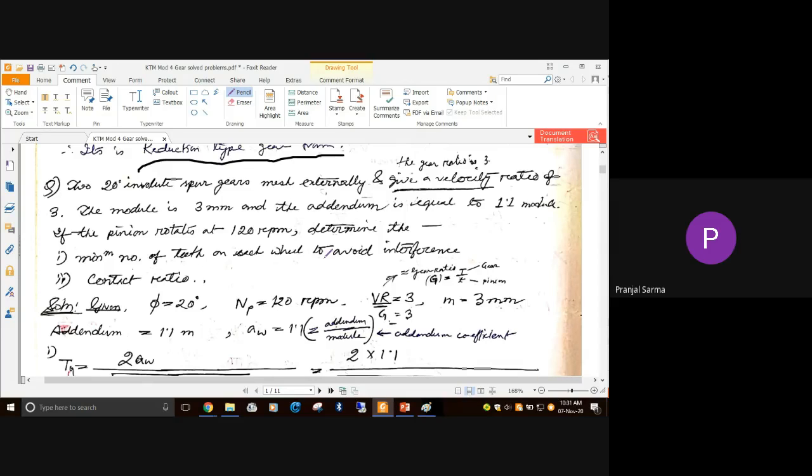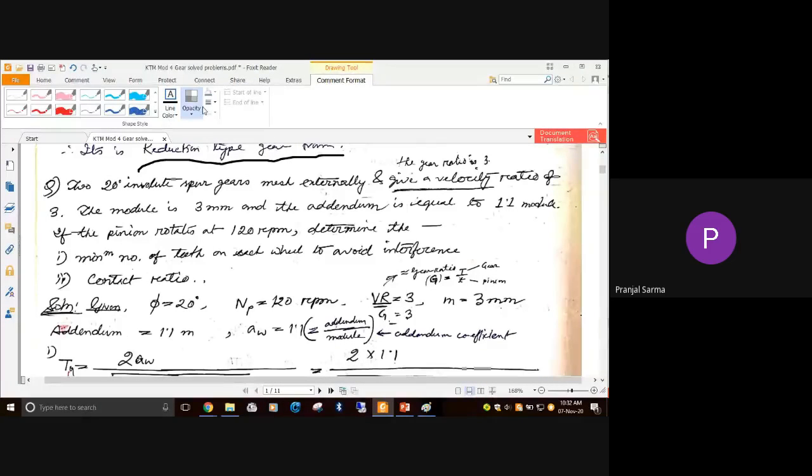We'll go through it. Now this problem statement says two 20-degree involute spur gears mesh externally and give a velocity ratio of 3, which is identical to the gear ratio. The module is given as 3 mm and the addendum is equal to 1.1 times the module. If the pinion rotates at 120 rpm, determine, first, the minimum number of teeth on each wheel to avoid interference. Second, the contact ratio. Okay, so once you have this question, automatically we understand.